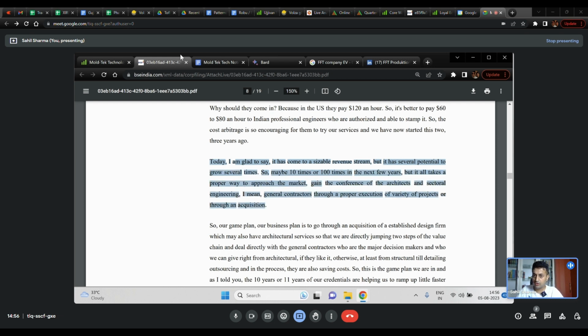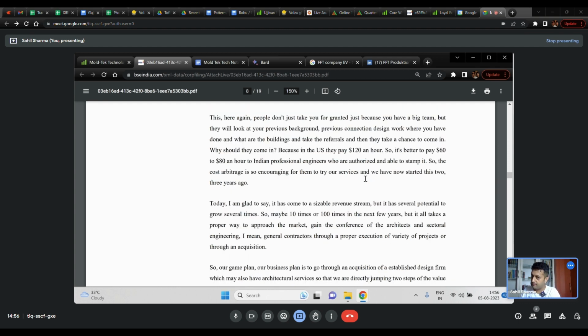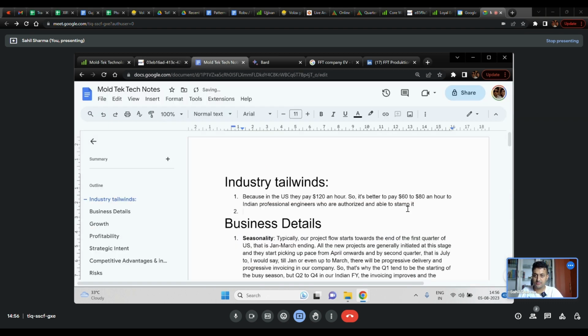This is where they're talking about the TAM, right? It's a little bit unclear what they are referring to. Are they referring to the entire TAM? Are they referring to member design? I don't know which one they are talking about, but it's clear that at least part of the services they provide can grow 10 to 100 times in the next few years, right?